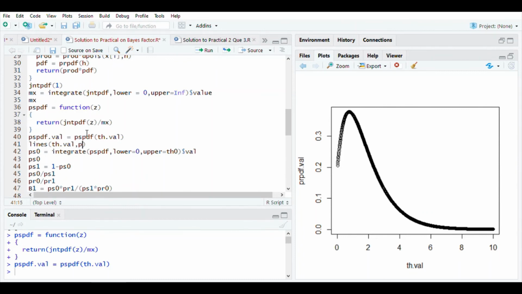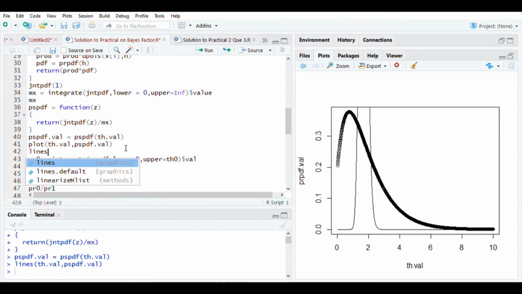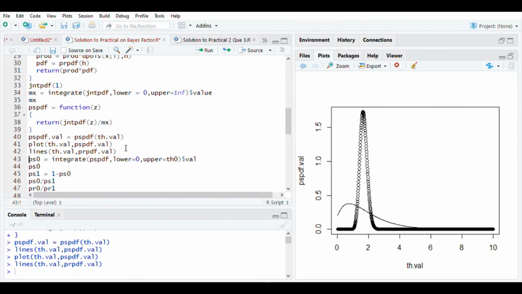I am using the lines command because then it will add this graph to the earlier one. Okay, so it is going beyond the range. It means first we should plot the posterior distribution and then add the lines of the prior to it. So now let us try again. As you can notice, you can easily see the change.